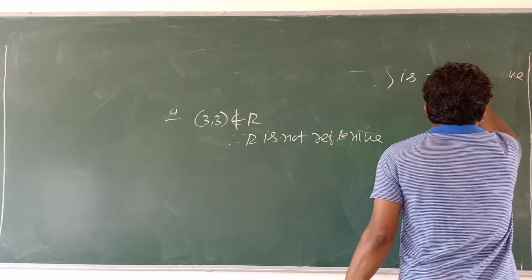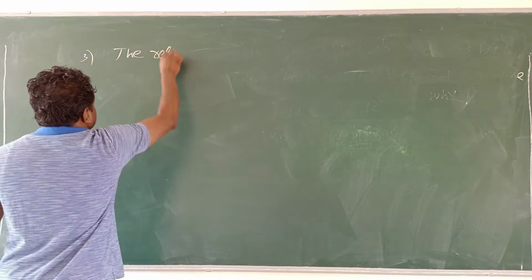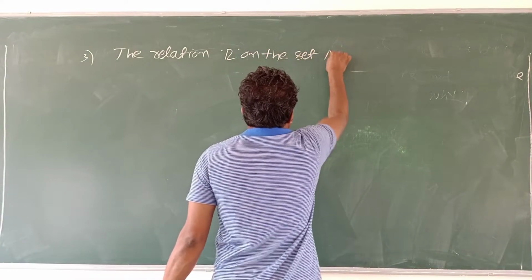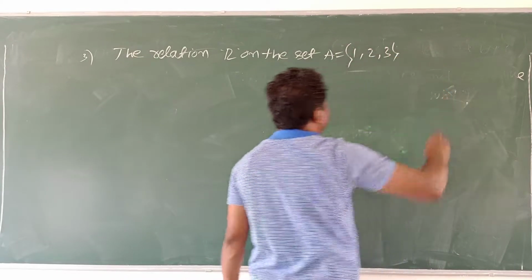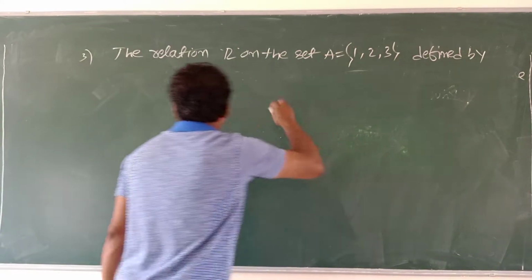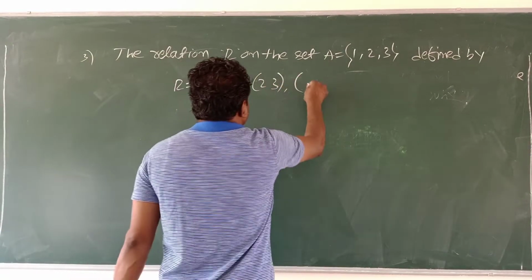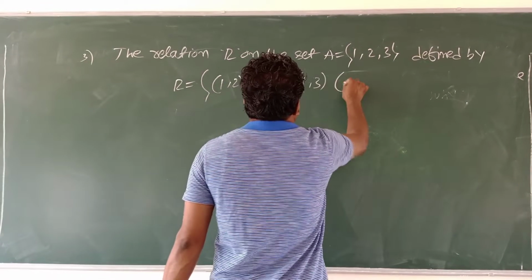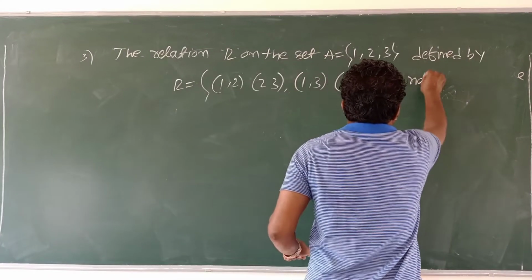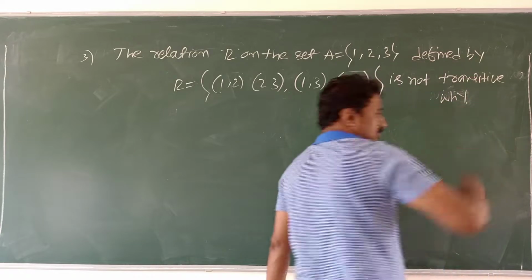The relation R on the set A = {1, 2, 3} defined by R = {(1,2), (2,3), (1,3), (3,2)} is not transitive. Why is it not transitive?